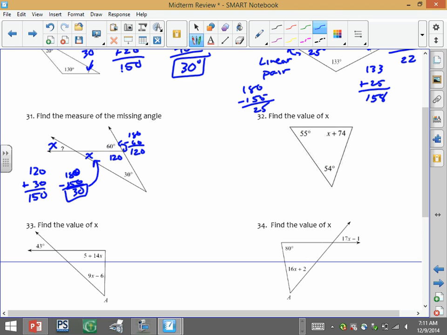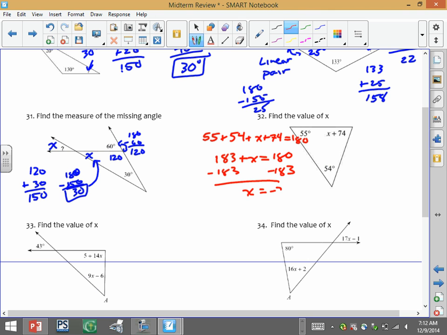Now involving some algebra, with some variables. Same idea, just a little bit of work involved, so we're going to have to add the angles up. So 55 plus 54 plus x plus 74 equals 180. It's just a matter of combining like terms. So 55 plus 54 plus 74 is 183, plus x equals 180. Subtract 183 from both sides, so x equals -3. And it's okay to get negatives.